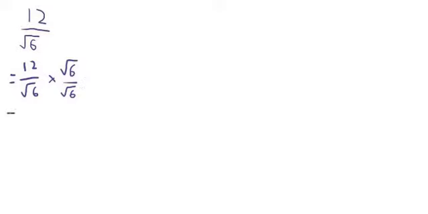So the answer for this will be 12 root 6 over, so root 6 times root 6, that would be root 36 technically, but root 36 is a square number, so that can be simplified to just 6. So this can be simplified again, because you can't divide the root in anything inside the root, but you can divide the numbers and multiply it by the root. So 12 divided by 6 is 2, so the answer will be 2 root 6. And that is it for this question.